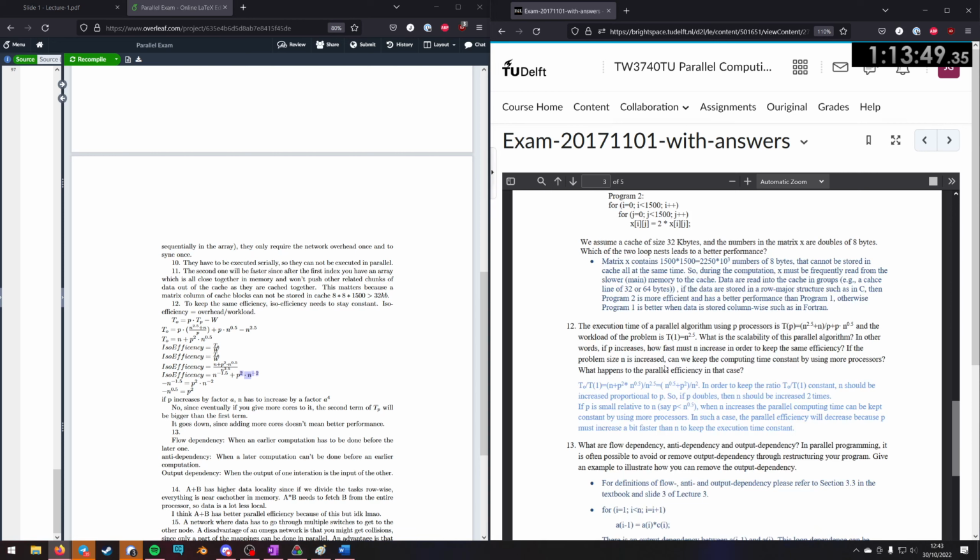If the program size n is increased, can we keep it? If p is relatively small, it can be kept constant. In such a case, it can be kept constant.